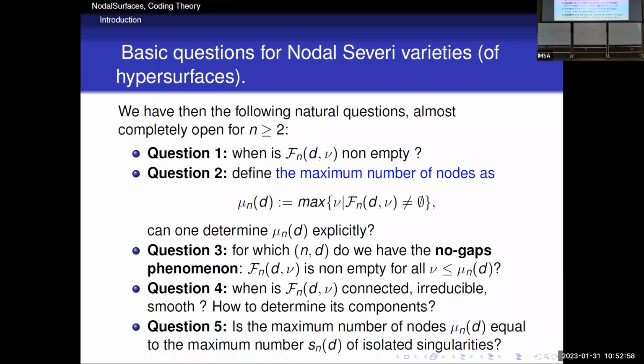And another interesting question is, this is sort of understood, that the nodes are the simplest possible singularities. But is it true that the maximal possible number of nodes is the maximum number of singularities? Completely open question.